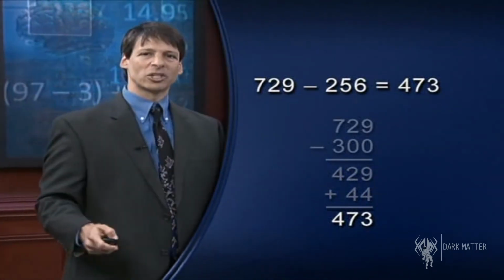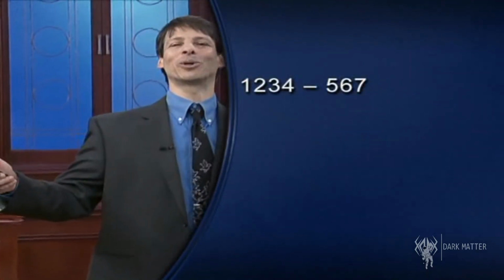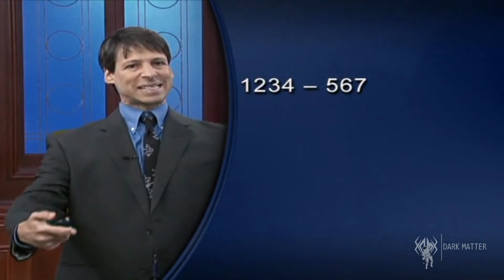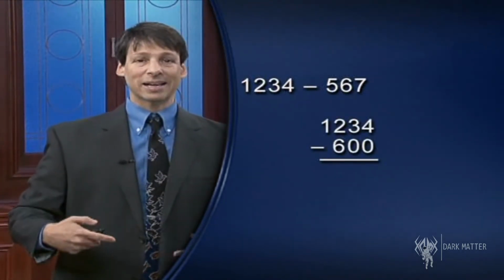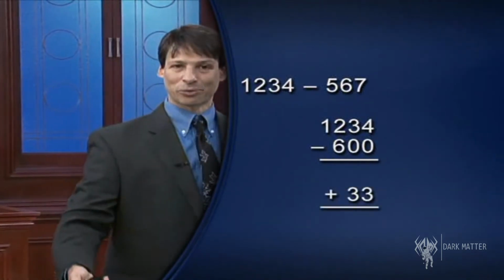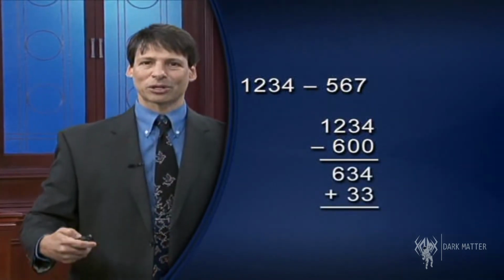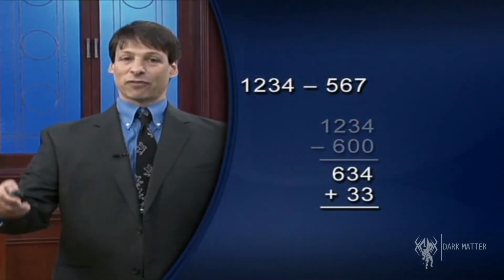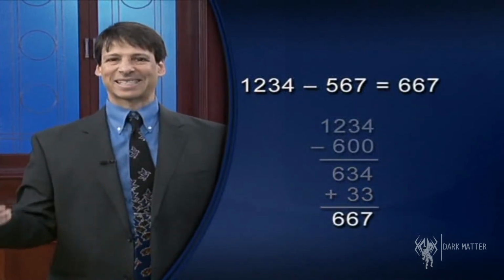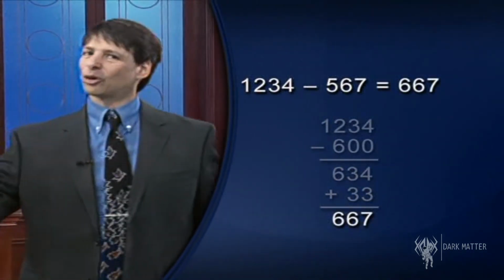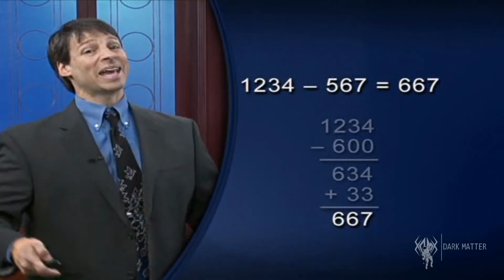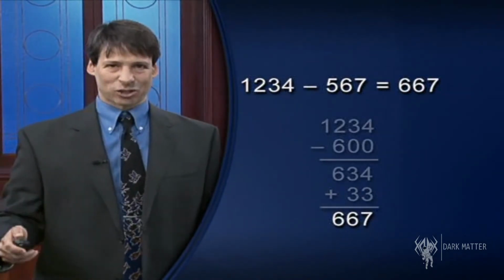Okay, let's do one more just for fun. Let's do 1,234 minus 567. How do we do that? We're going to subtract 600 and add back the complement of 67, 33. So 1,234 minus 600 is 634. Add 33 from left to right, and we get 667. Look what we did. We took what would have been an ugly subtraction problem and turned it into an easy addition problem. Sometimes it's convenient to know your three-digit complements.